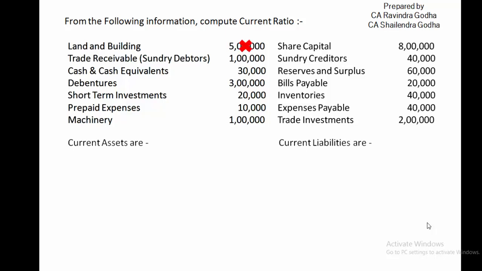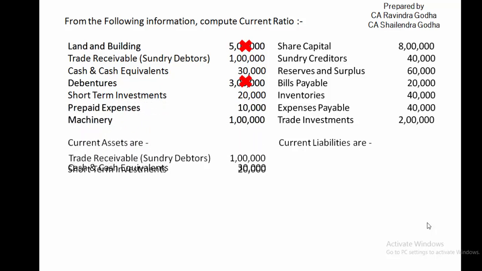Land and building is neither a current asset nor a current liability, so it cannot be taken in this ratio. Trade receivable is a current asset. Cash and cash equivalent is a current asset. Debenture is a non-current liability, so it cannot be taken in current assets or current liabilities. Short-term investment is a current asset. Prepaid expenses is also a current asset. Machinery is a fixed asset, so it cannot be taken in current assets.